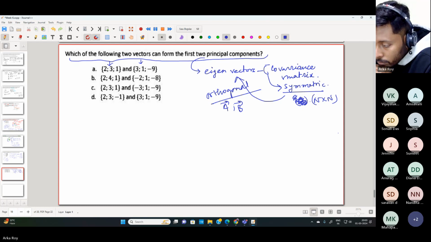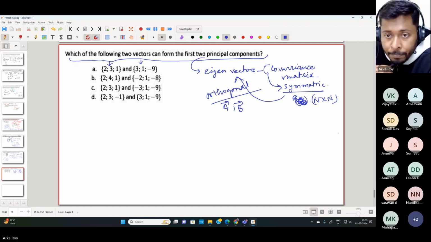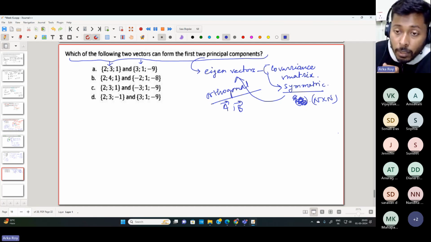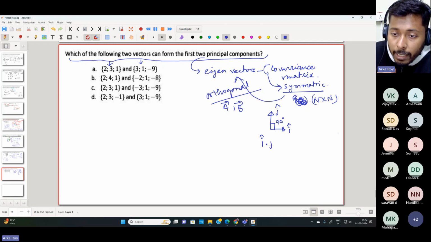Yes, anyone? Okay. So let us consider you have the unit vectors i cap and j cap. They are orthogonal to each other. What is the dot product value between i cap and j cap?